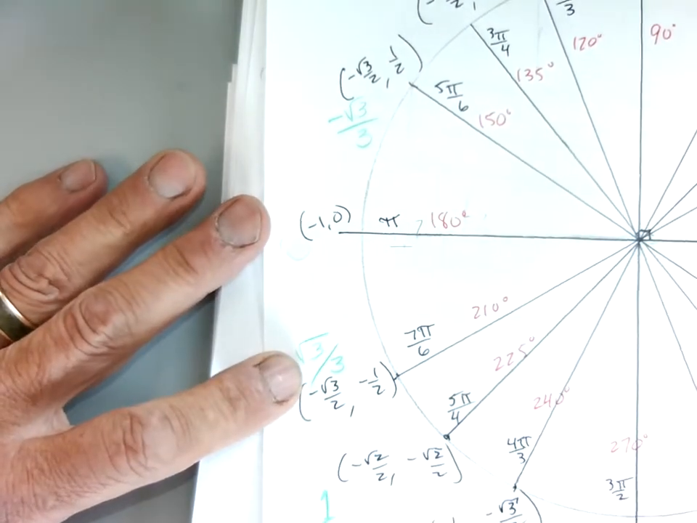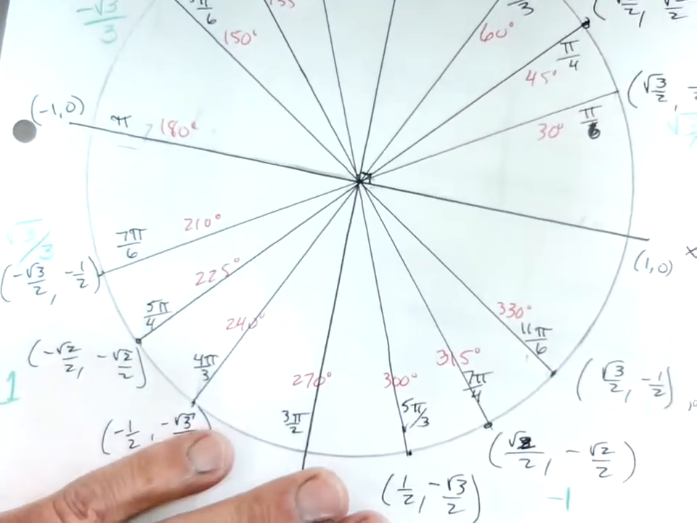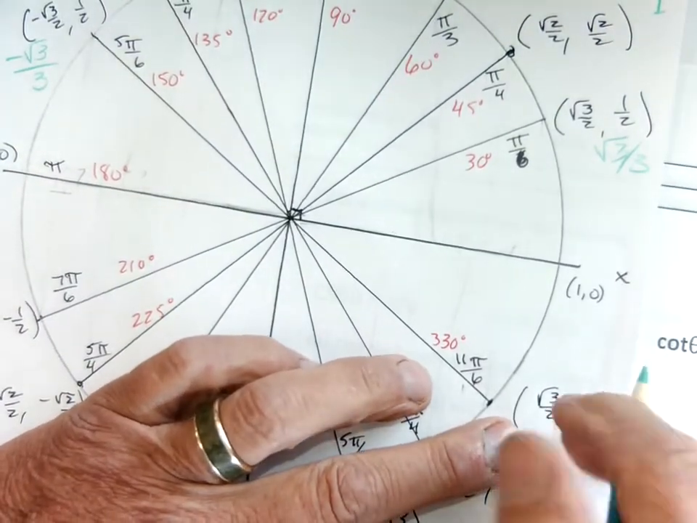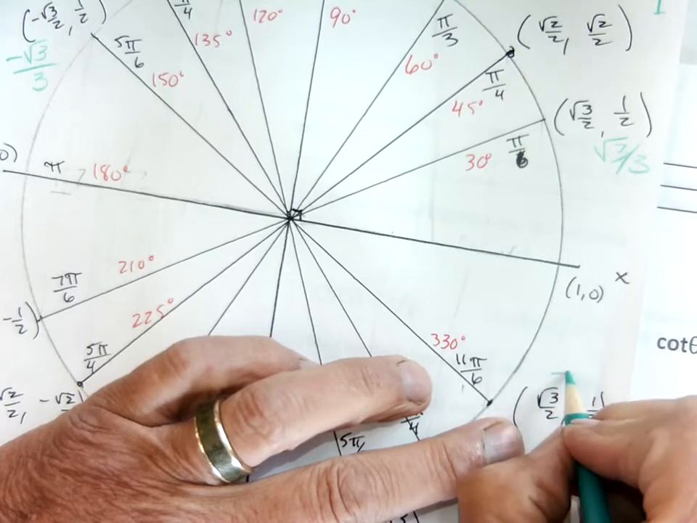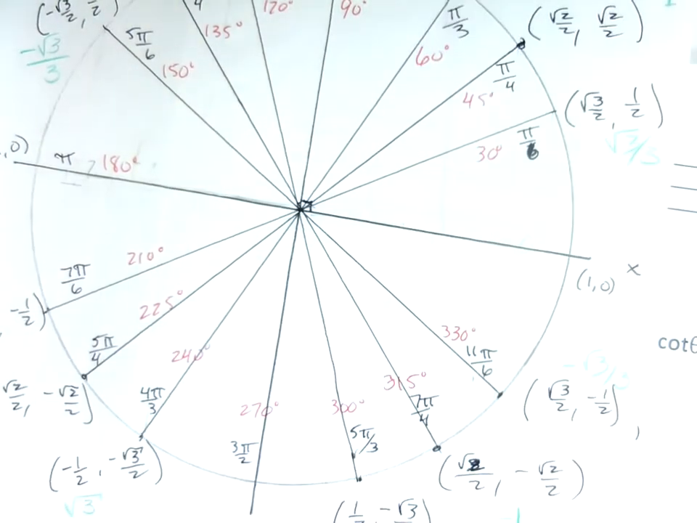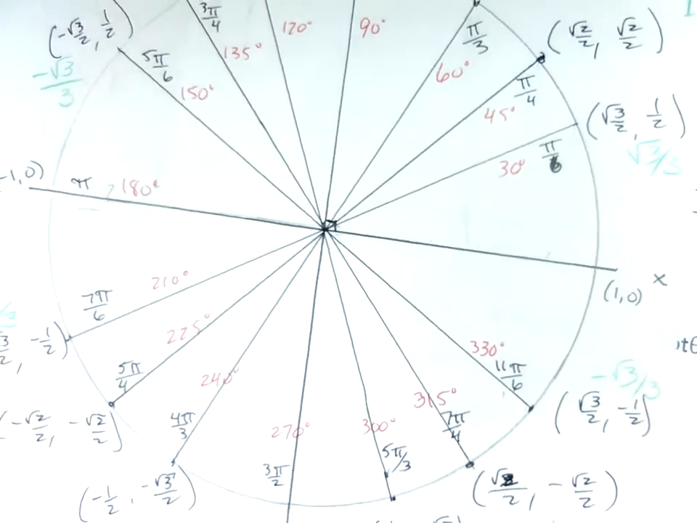at 210 degrees, or 7 pi 6. And then the last one I've got is over here. I've got the negative 1/2, which is going to be negative square root of 3 over 3. Okay, so now my tangent values are my unit circle, right? Good. Almost all of them.